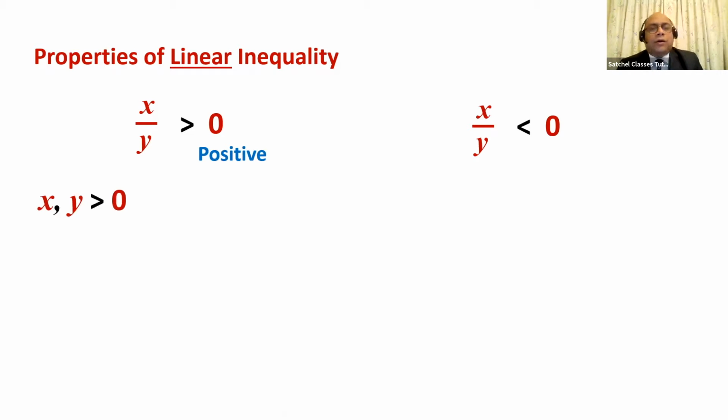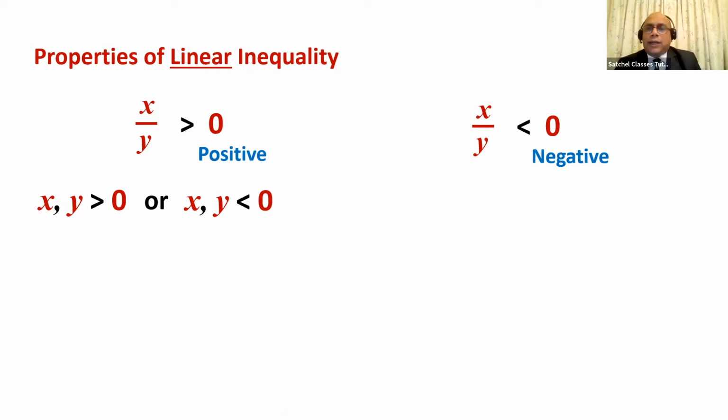or it will be positive if both numerator and denominator are negative, right? So imagine numerator and denominator both are negative. If I put it in the fraction, the negatives cancel out and I'll end up getting a positive quantity. So the fraction will be positive, or greater than 0, if both x and y are positive, which is greater than 0, or both x and y are negative, which is less than 0.